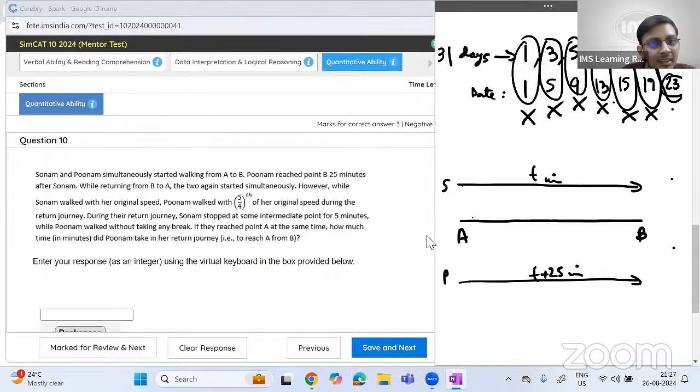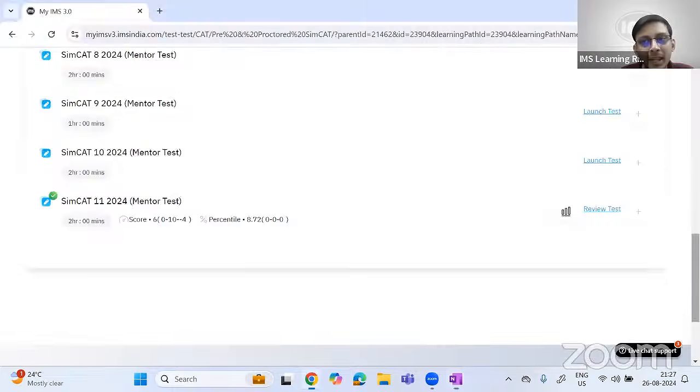While returning, the two again started simultaneously. So they are starting together again from B to A, Sonam with her original speed, Poonam with 5/4 of her original speed. Sonam stopped at some point for 5 minutes, while Poonam walked without taking any break. They reached point A at the same time. They are starting simultaneously and reaching simultaneously, so they are taking the same time.